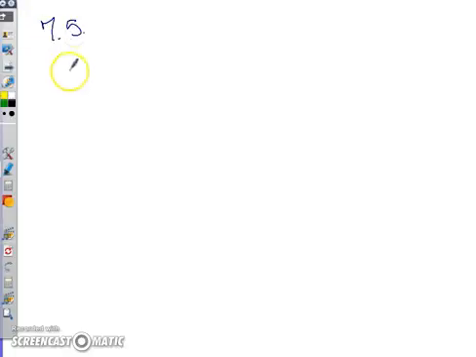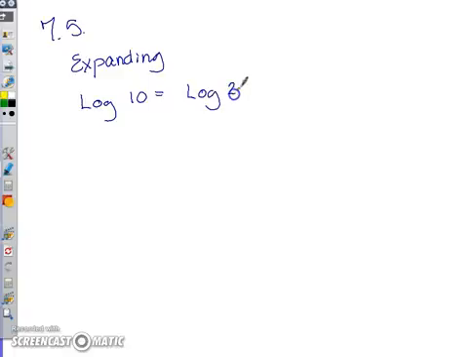We're doing 7.5, and we're just expanding. I'm just going to show you a quick, simple few ways to expand. Now, if we ever just write log of 10, we know that this is base 10. It's assumed, you don't have to write it. And you can expand this to log base 10 of 2 times 5, which would expand with the addition rule to log of 2 plus log of 5.